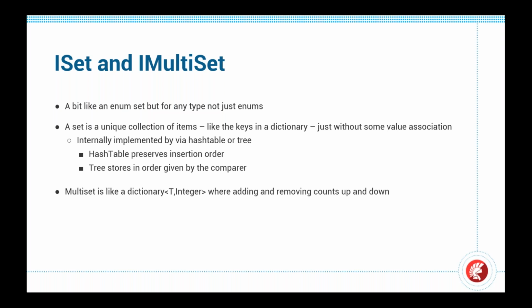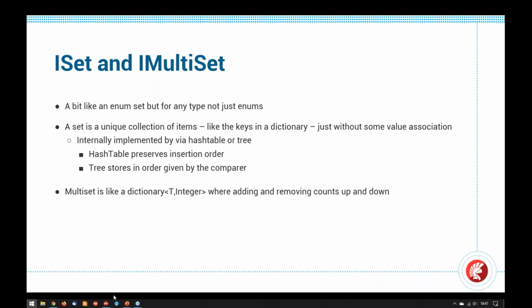And then I have a multiset, which is like a dictionary for a key and a counter. So in this case, you can count how many times you add something, or you can remove the item. This is a very easy type for counting occurrences of items. So we can see this.